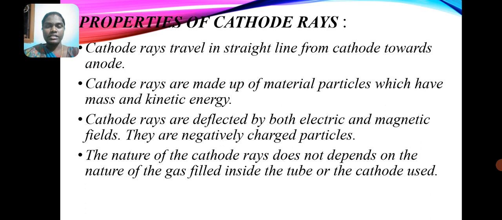Next, see the properties of cathode rays. Cathode rays travel in a straight line from the cathode towards the anode. Cathode rays are made up of material particles which have mass and kinetic energy. Cathode rays are deflected by both electric and magnetic fields. They are negatively charged particles. The nature of the cathode rays does not depend on the nature of the gas filled inside the tube or the cathode used.